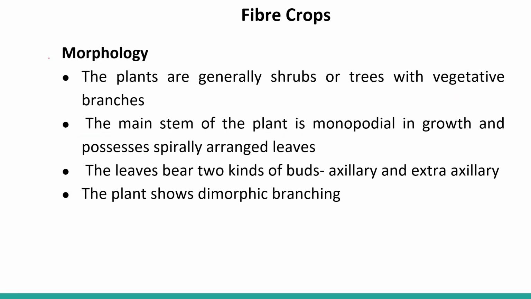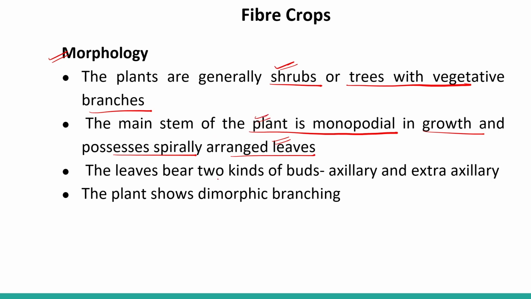Okay, so let us study the morphology of the crop, this cotton plant. The plants are generally shrubs or trees with vegetative branches. So generally they are shrubs. The main stem of the plant is monopodial in growth and possesses spirally arranged leaves. So leaves are arranged in spirals and the stem is monopodial. The leaves bear two kinds of buds, axillary and extra axillary.